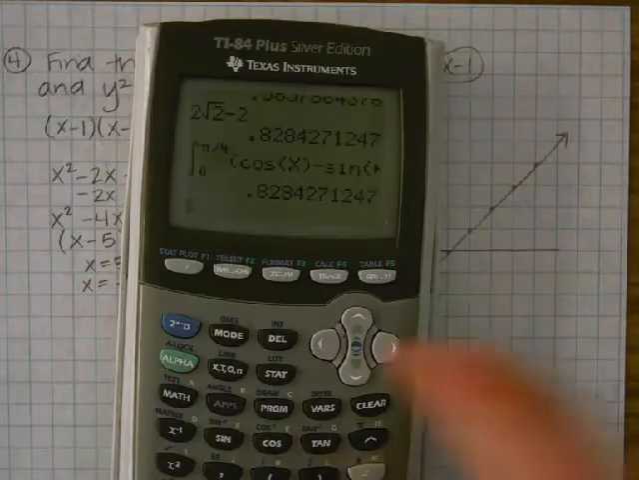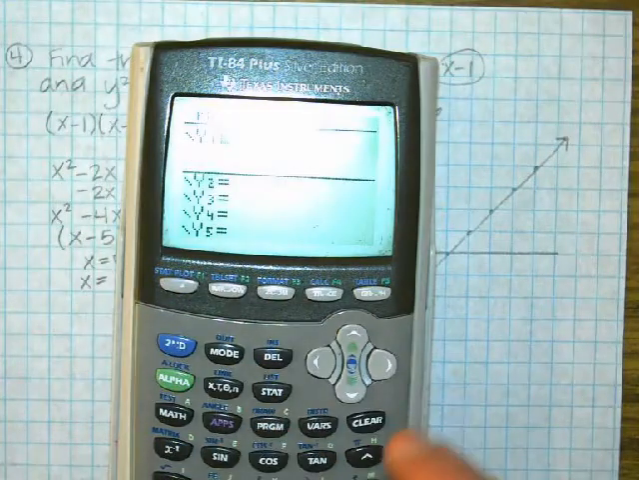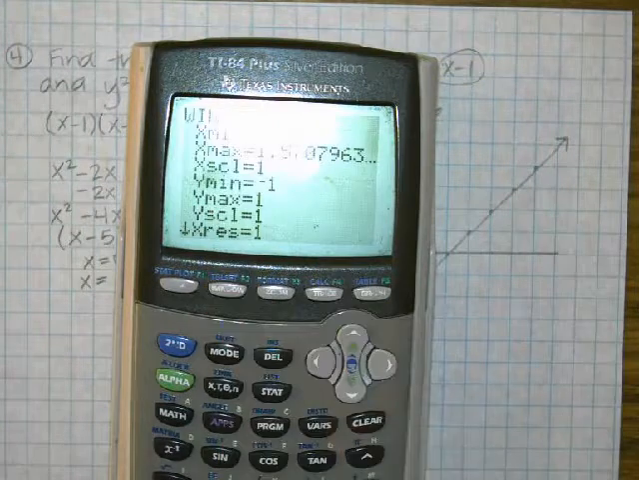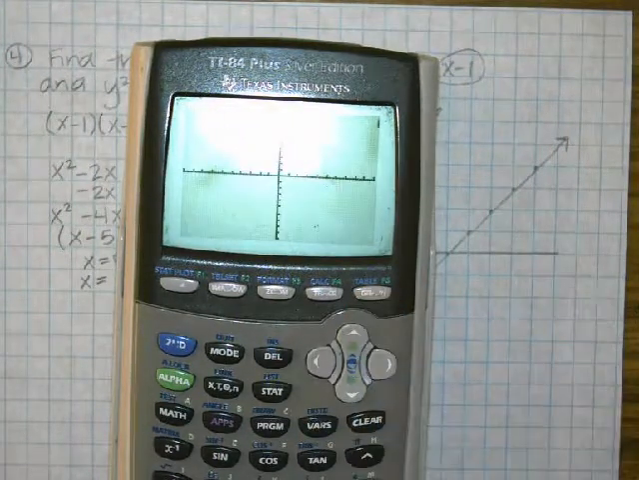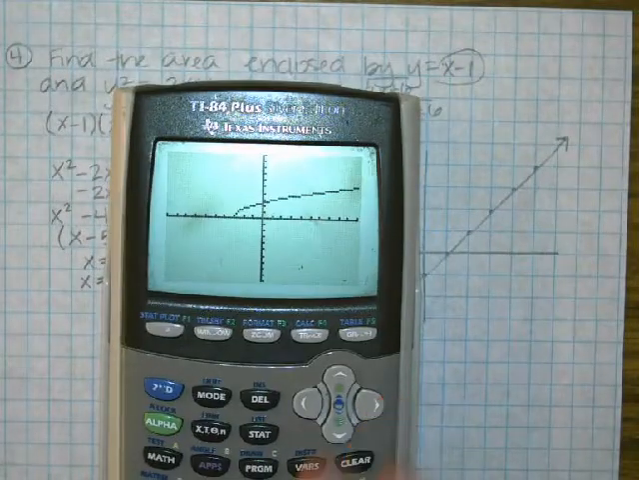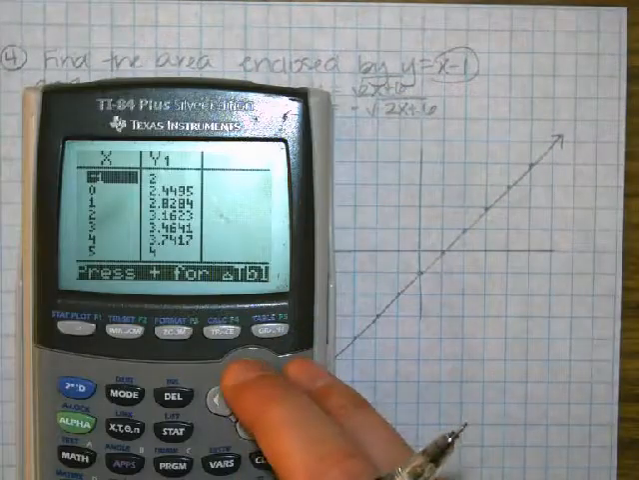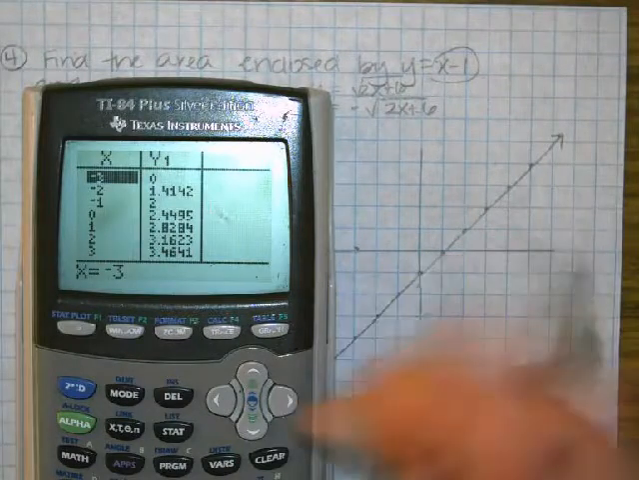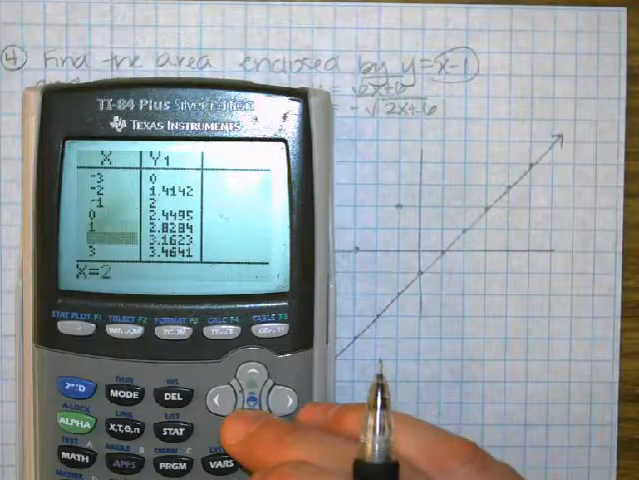So if you do square root 2x plus 6, I'm going to go ahead and put my window back to normal. So that's what it looks like. I can see on here I have an x-intercept of -3. And I'm just graphing the points that are easy to graph.